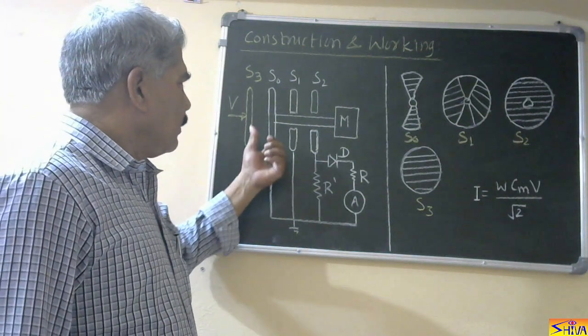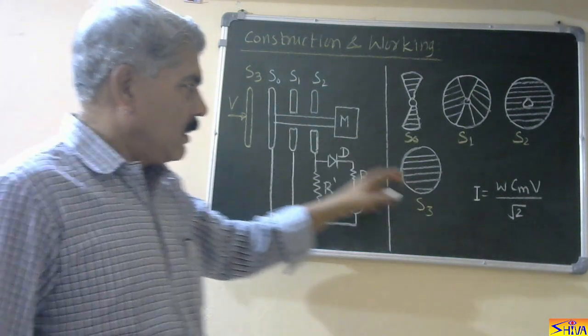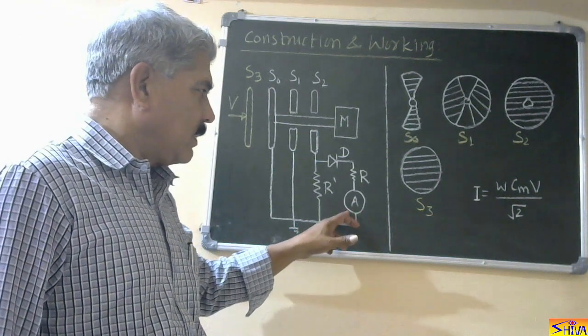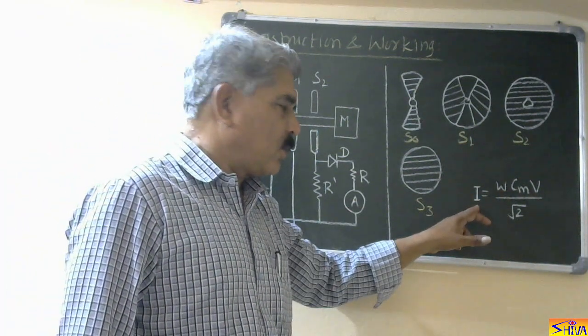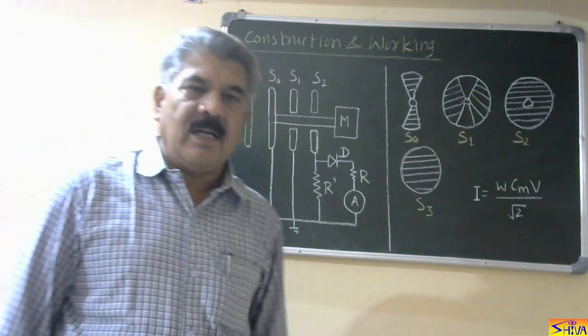Now when this motor rotates, it generates voltage with a variable capacitance arrangement, and current is measured by this formula, that is directly measured by this current. So V is proportional to I, and this is the constant of proportionality. Now let us see what are the advantages.